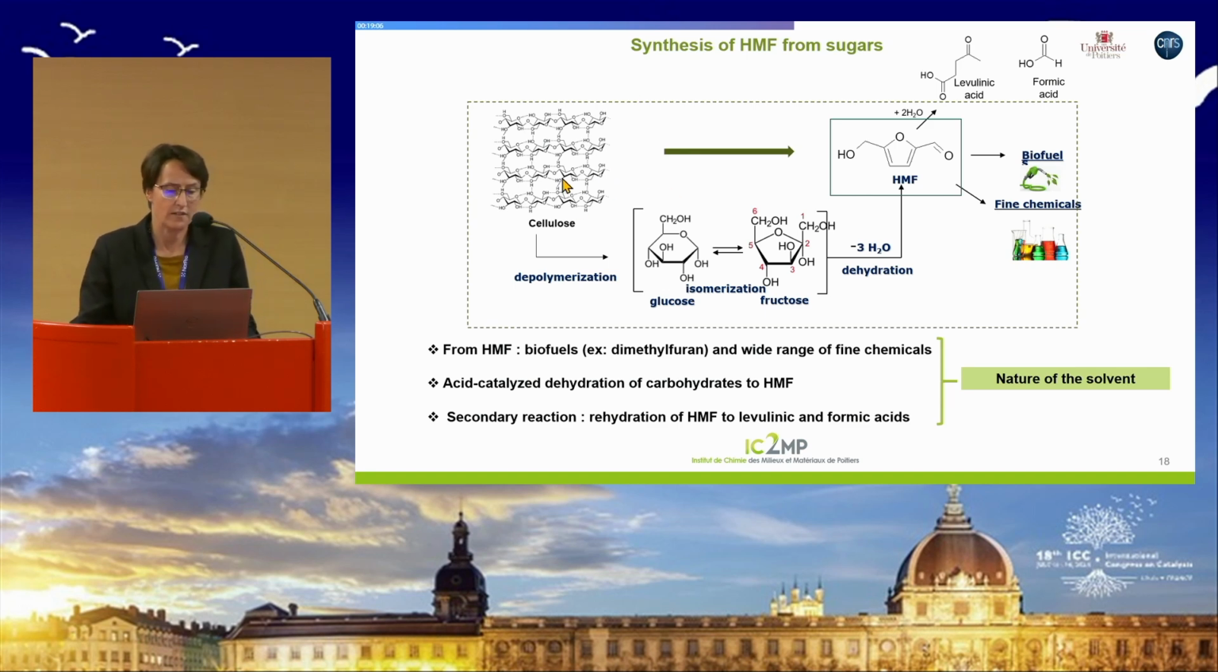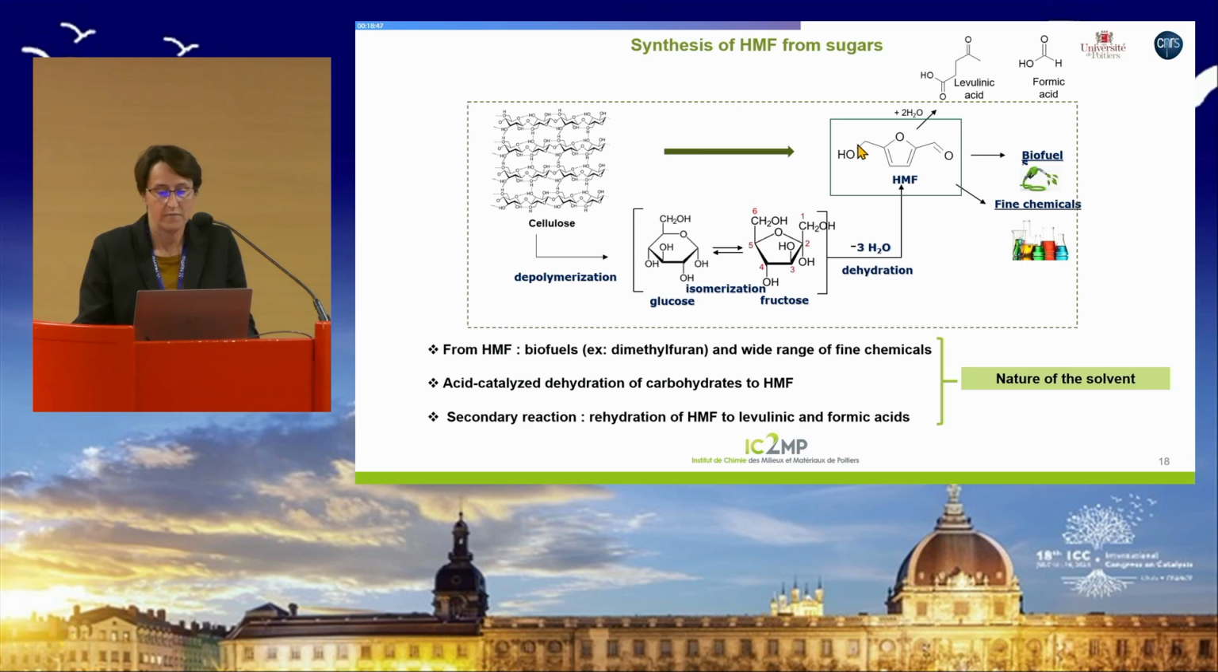So just as a reminder, cellulose can be depolymerized to glucose, glucose can be isomerized to fructose, and fructose can be dehydrated to 5-hydroxymethylfurfural, this HMF compound. During this reaction, we have several bottlenecks. If you go from glucose or fructose to HMF, it's an acid-catalyzed reaction.